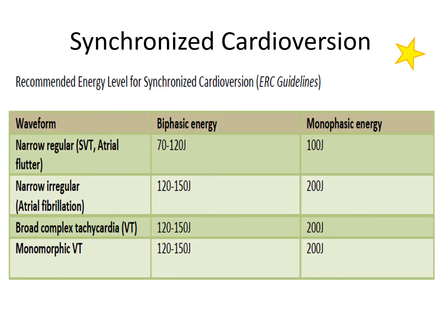Different waveforms need different biphasic energy when you do synchronized cardioversion. Basically, the lowest is 70 joules in SVT, and others need between 120 to 150 joules for synchronized cardioversion.